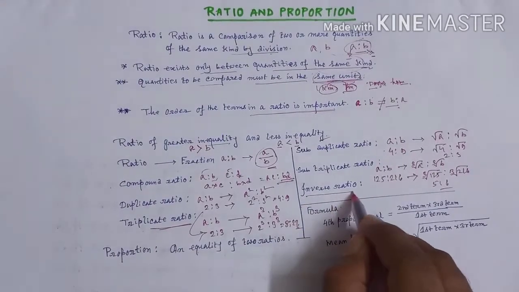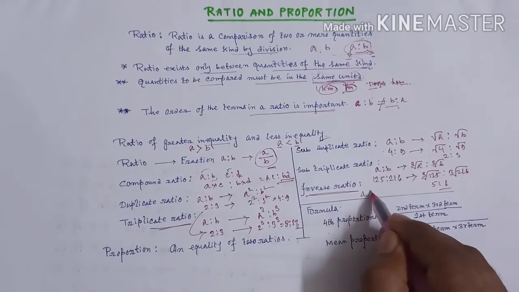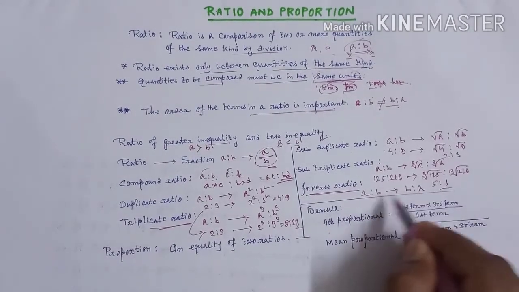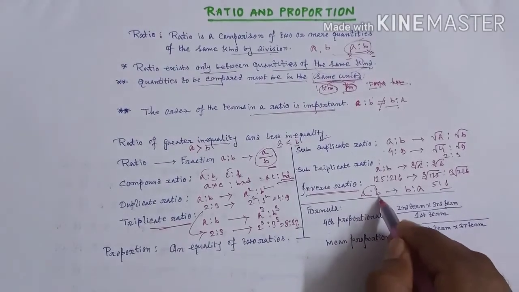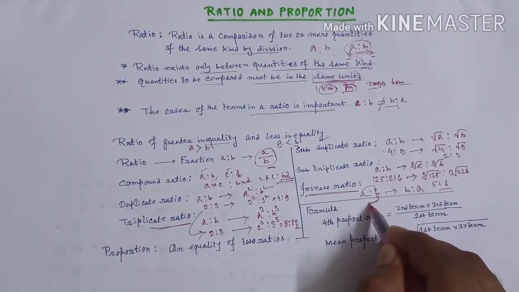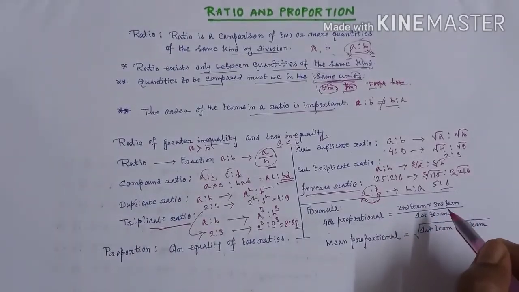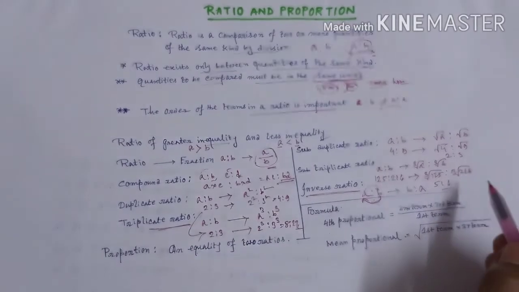Another important one is the inverse ratio. What is the inverse ratio? If A is to B is a ratio, then its inverse ratio is B is to A. That means we just interchange the positions of the antecedent and the consequent, the first term and the second term. So those are all the properties of ratio and the various kinds of ratios.